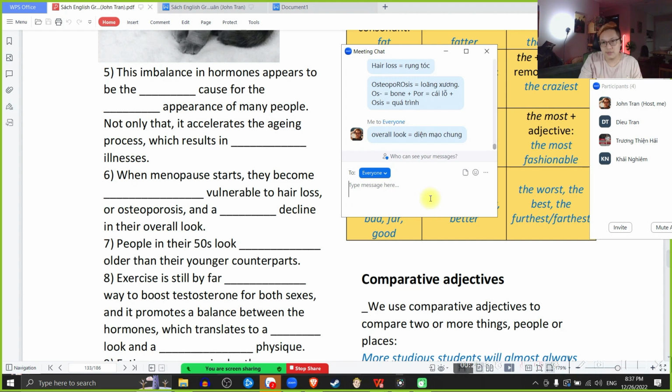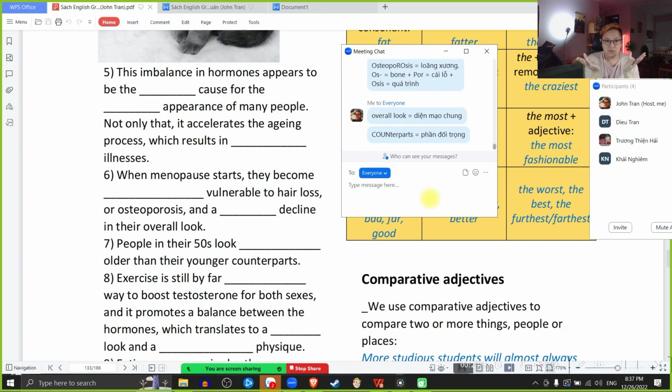So this is a new word you need to know. Counterparts. Counter means opposite, part means part. So when we mention two things that are related somehow but they are opposite of each other, they are counterparts of each other. Like for example, older, younger counterparts, the rich, the poor.